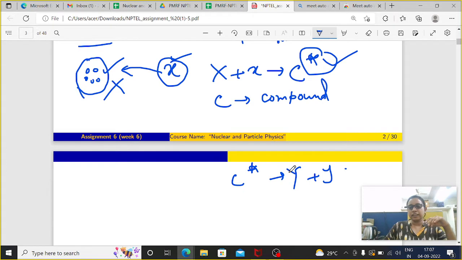So right now what I am going to tell you, as I already told in the previous class, is that the independence hypothesis is followed by the compound nuclear reaction.